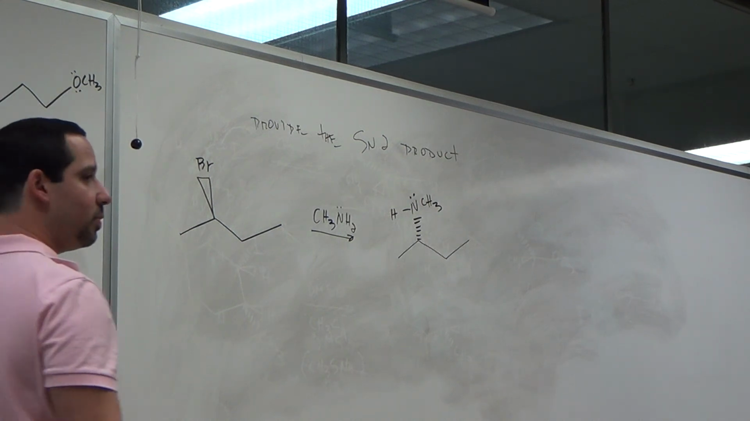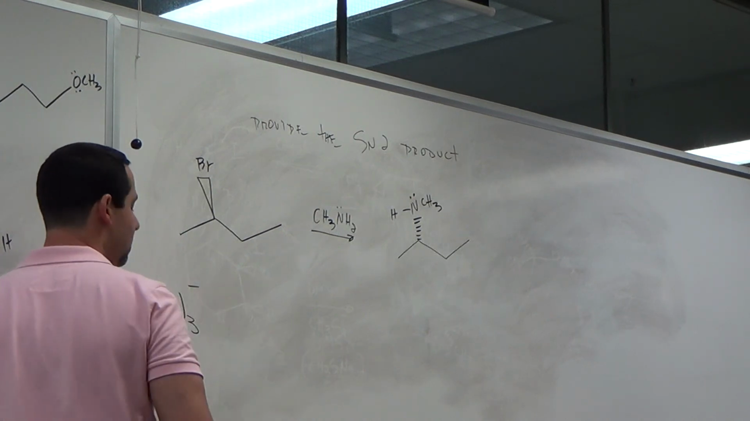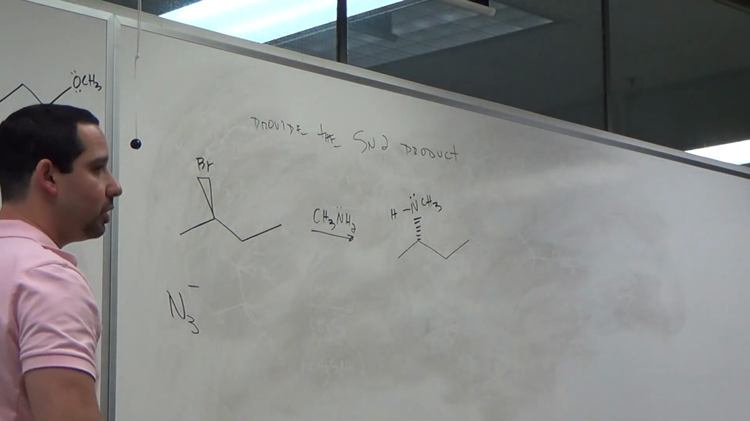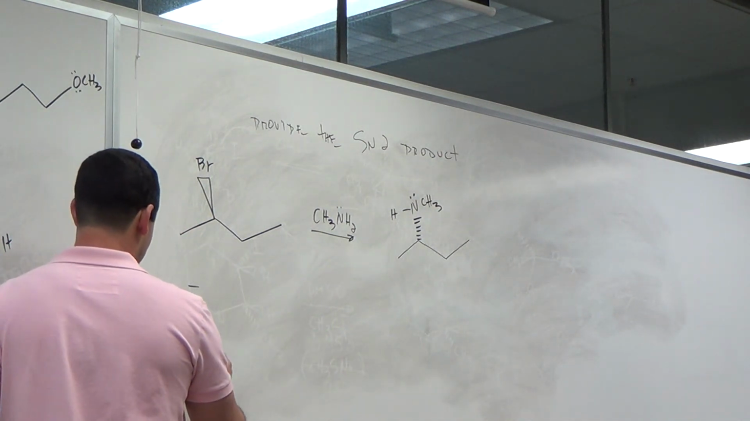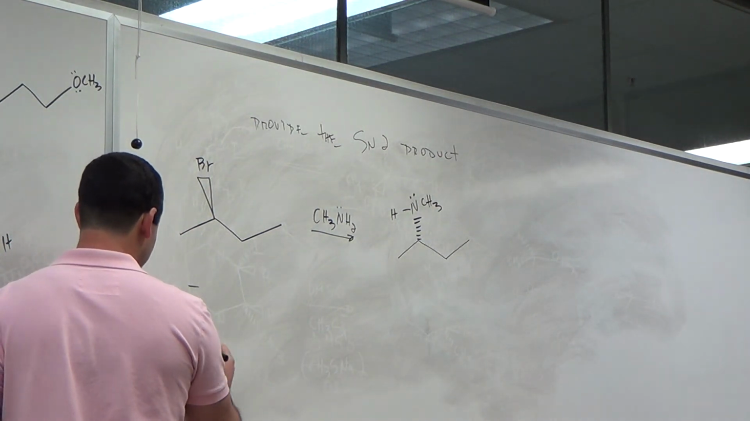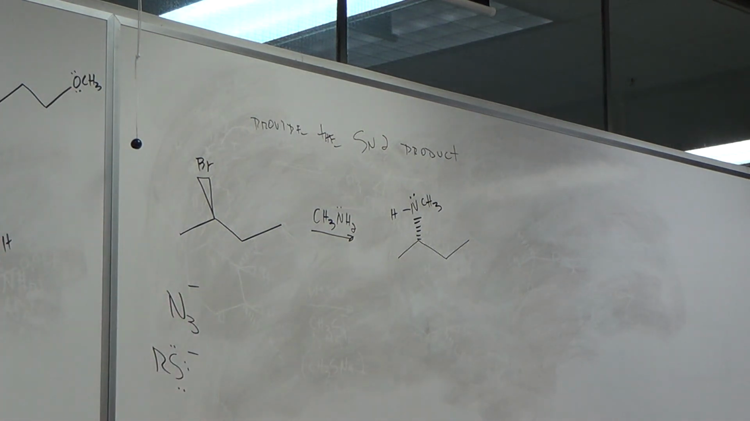If I haven't said this before, I'm gonna tell you now. This here, N3 with a minus charge, is a very good nucleophile. Any nucleophile with a sulfur is a very good nucleophile, and they're not very basic, okay? So when you see those, what do they tend to do? Nucleophilic substitution reactions, okay?